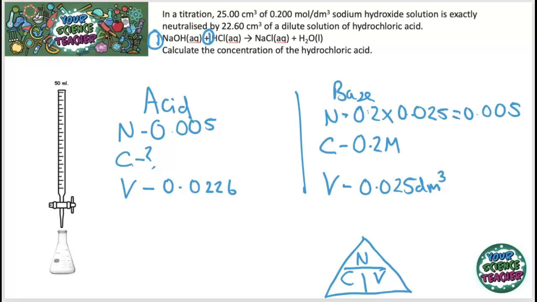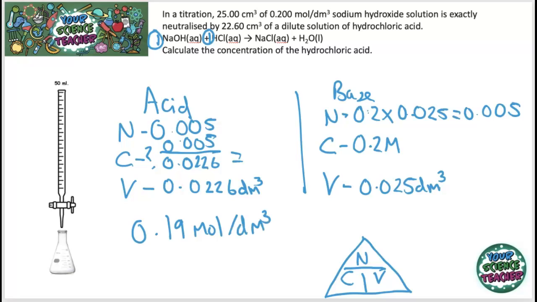And then finally, the last thing to do is the number of moles divided by the volume, and that will give me the concentration. So I'm going to do 0.005 divided by 0.0226, and remember that's in decimeters cubed. I can now put that on my calculator, and I've got a concentration, which is 0.19 moles per decimeter cubed. This is my final answer. I'm going to underline my answer and circle my units just to show the examiner that I've finally worked it out, and this is my final answer.